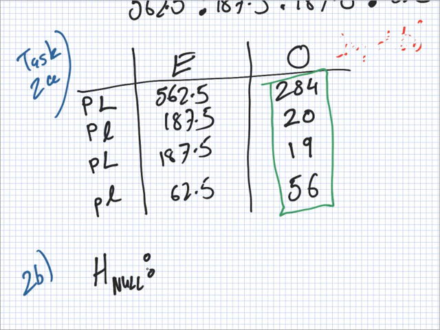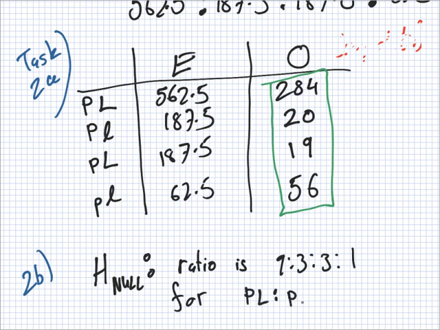I can't remember what it is. It's something about the interaction with them. So some type of independence. Anyways, it doesn't matter because we can write the null hypothesis as a mathematical statement. So the null hypothesis is that the ratio is 9, 3, 3, 1 for purple long, purple round, red long and red round. That's the null hypothesis, that the ratio should be this.